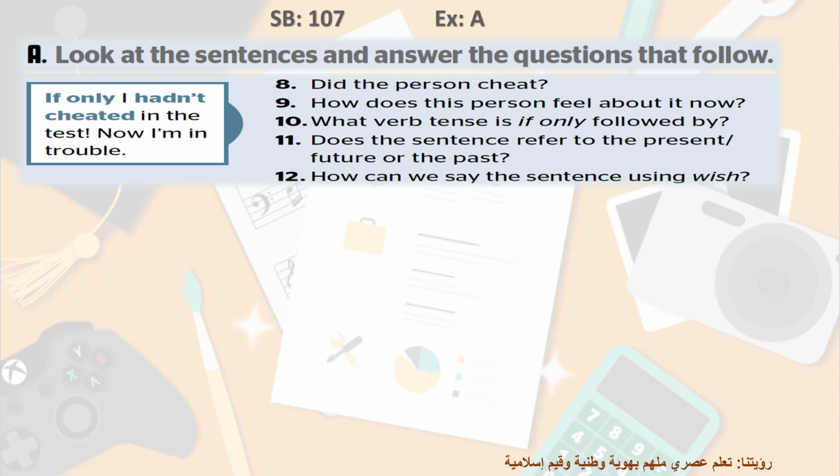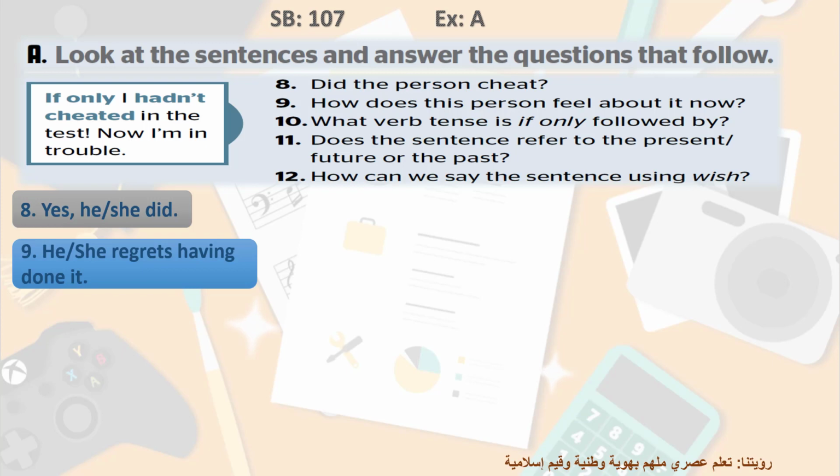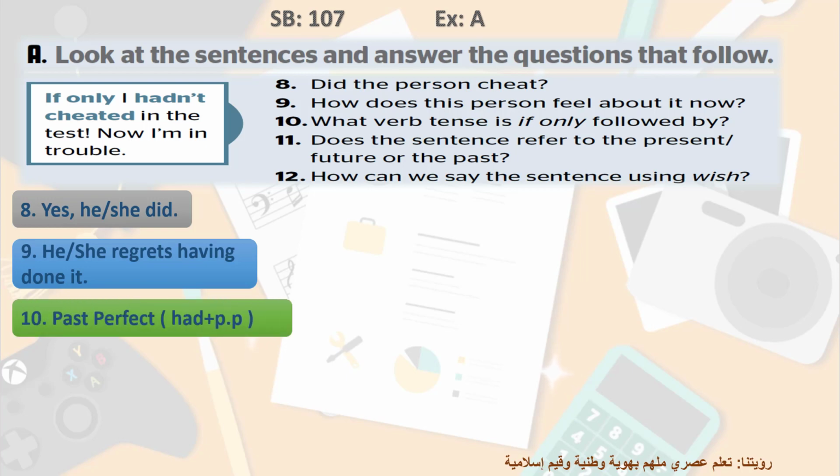Did the person cheat? The answer is, yes, he or she did. Number 9. How does this person feel about it? What do you think? Yes, he regrets or she regrets having done it. Question 10. What verb tense is if only followed by? Look at the sentence, because the answer is very clear. Yes, the answer is past perfect. Had plus past participle. يعني had والتصريف الثالث.